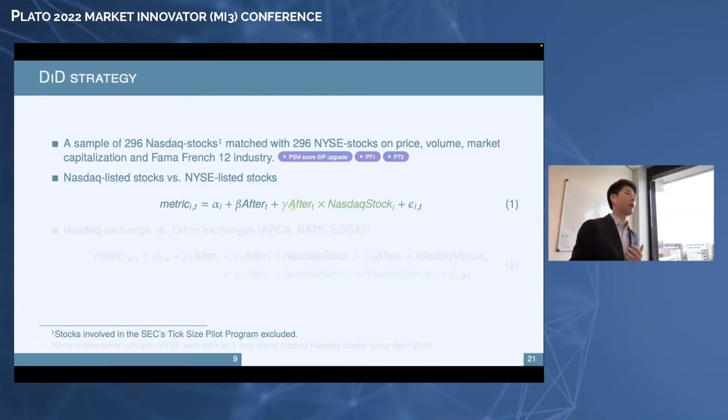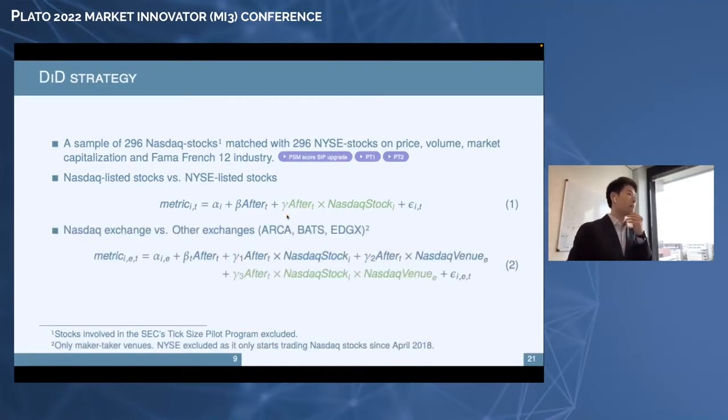And the interaction term, post times Nasdaq stock, is the variable that we care about. We want to see if, after the upgrade, we see a significant diff-in-diff effect from the gamma parameter here. And going back to the geographic latency example I told you earlier, I should expect the diff-in-diff effect to be more pronounced on the Nasdaq exchanges. So I add a triple interaction term to look at whether the diff-in-diff result in the first equation is more pronounced on the Nasdaq venues. I look at the coefficient gamma 3, which captures the triple diff effect.